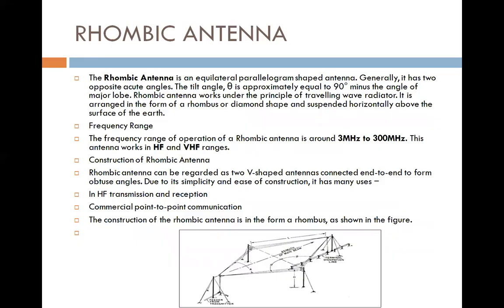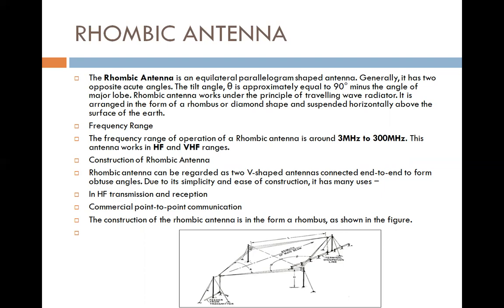Now we see the example of the non-resonant antenna, and it is the rhombic antenna. First of all, you see the structure is a diamond-shaped structure. Here we use four wires and arrange them in this diamond shape. So the rhombic antenna is an equilateral parallelogram shape antenna. Generally, it has two opposite acute angles. When you join in this fashion, you get two angles. That is called two acute angles. The tilt angle theta is approximately equal to 90 degrees minus the angle of the major lobe.